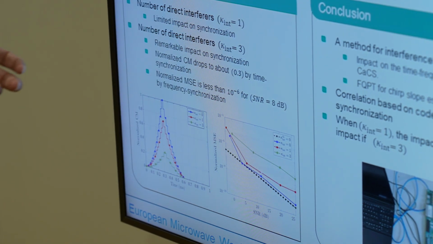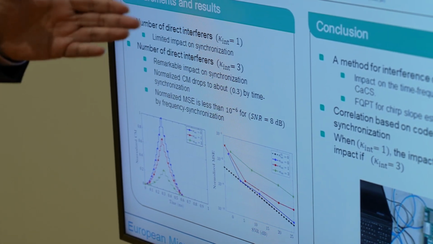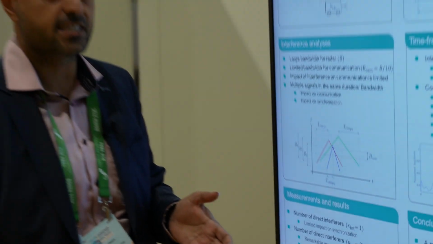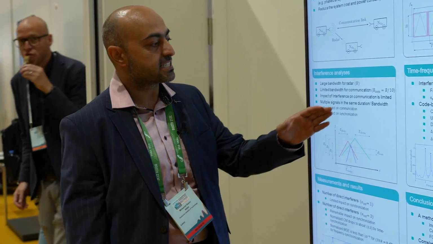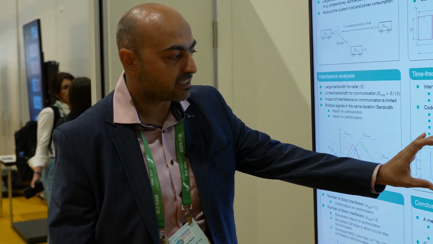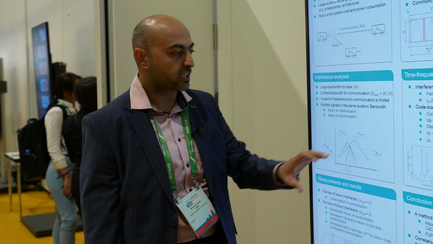For the conclusion of this work, I can say that we have developed a method for interference detection in communication-assisted chirp sequence radar. We used FQPT for detecting the slope of each chirp that we have sent. The correlation was done to detect the time and frequency shifts, and we have done also some measurements with a Xilinx FPGA to detect the interference influence on the communication data in this signal.